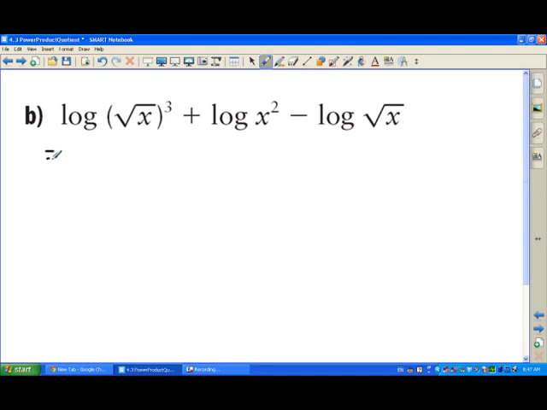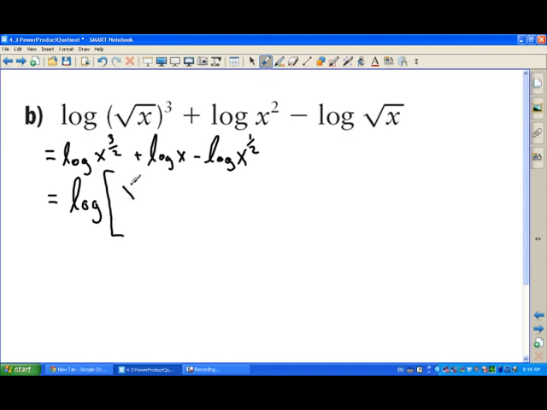Question B, what I'm going to do is rewrite all of these terms using exponents. And then I'm going to combine everything into one logarithm. So of x to the power of 3 halves times x squared all over x to the power of 1/2. So I use the product and quotient rules of logarithms to combine this into one logarithm.